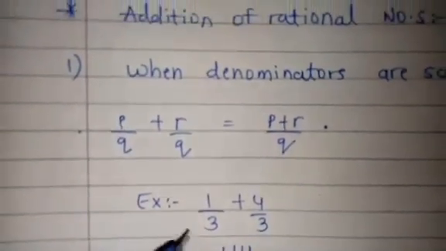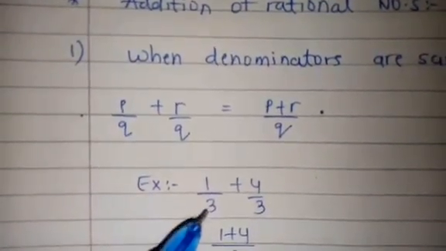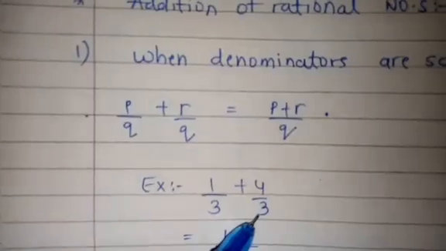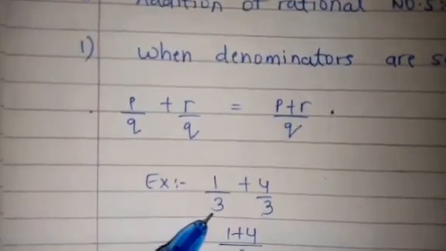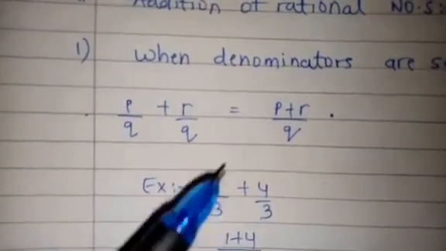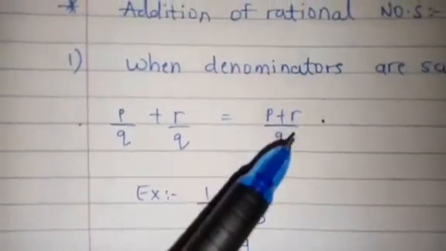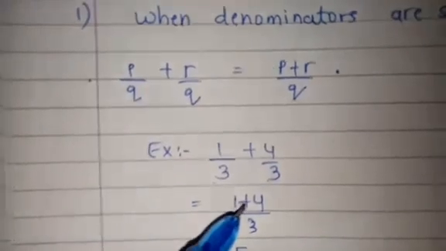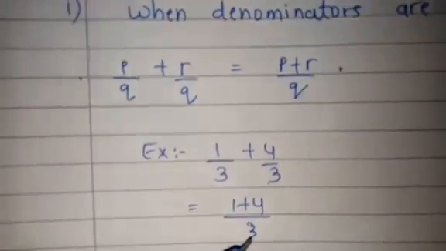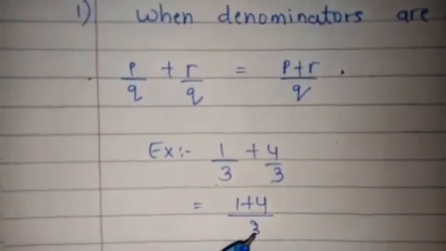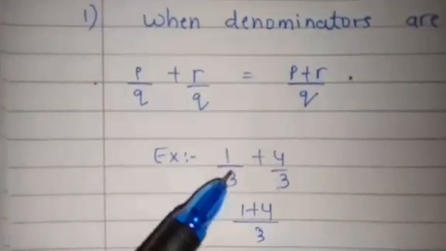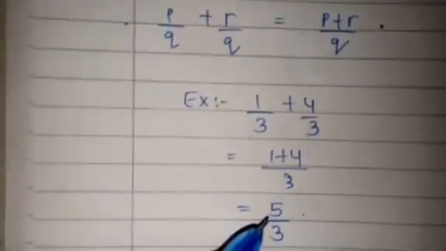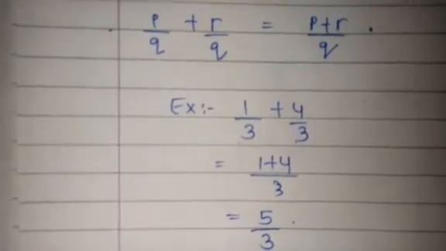Suppose I am taking this number, that is 1 upon 3 plus 4 upon 3, here 3 is the denominator and here also 3 is the denominator, so the denominators are same. So simply using this property, that is P plus R by Q, you add both these terms, that is 1 plus 4 divided by 3. Here the denominator is same, only numerators are to be added, that is 1 and 4. So here our answer comes 5 upon 3.